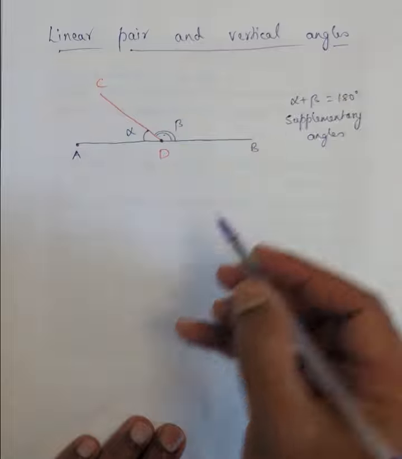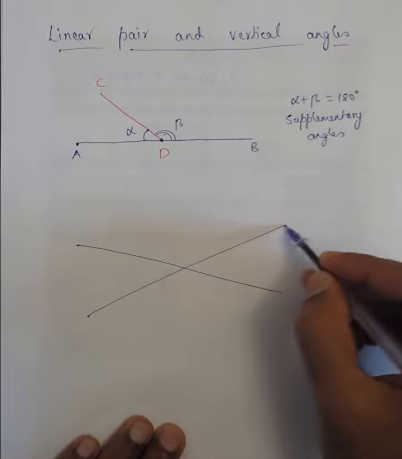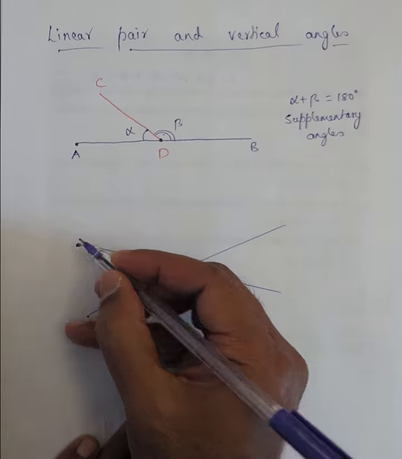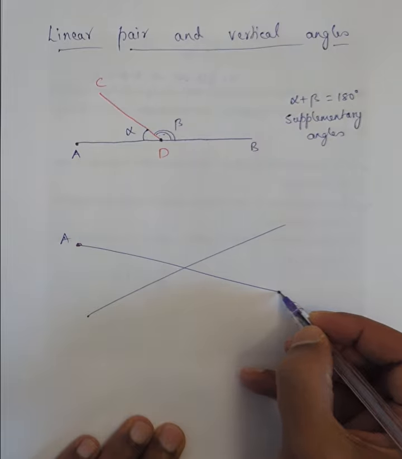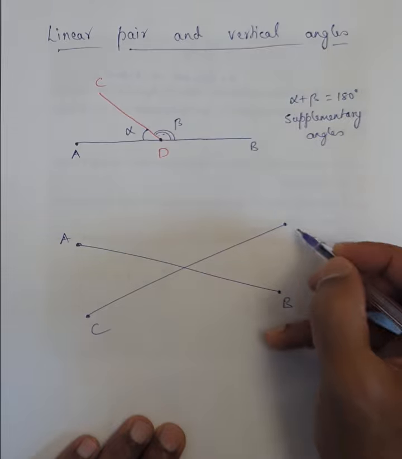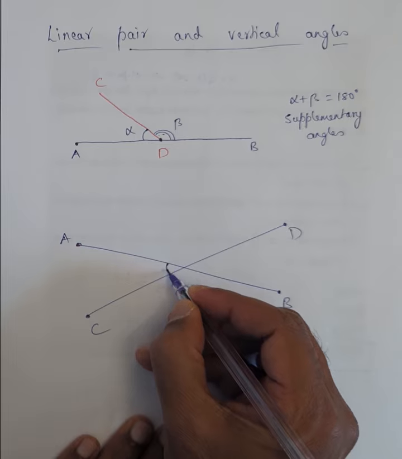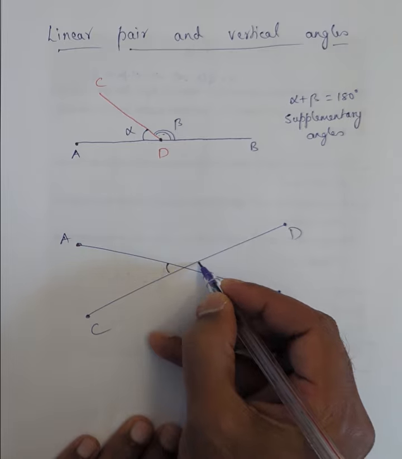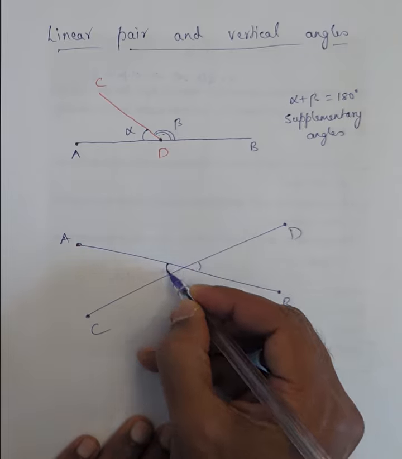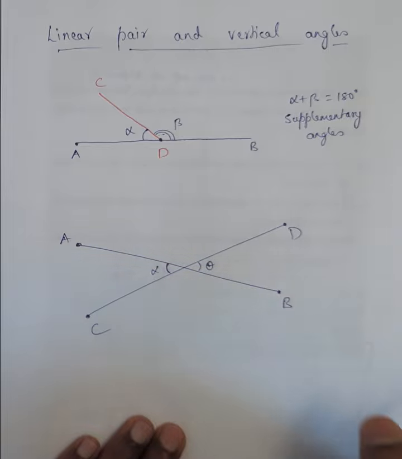Now, what about vertical angles? If you have two lines that intersect, so let's say this is AB and CD, then the angles formed here are going to be congruent. We'll prove that. So let's say this is alpha and this is theta.